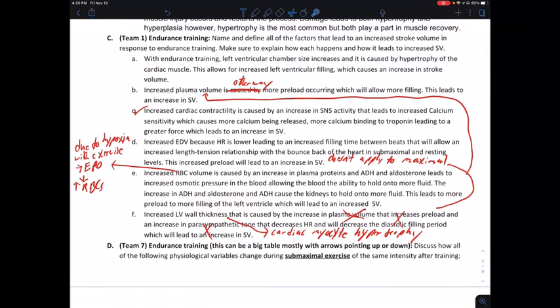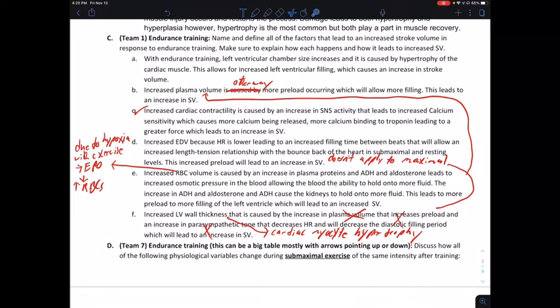Okay, endurance training here, the factors related to stroke volume. There's a few things that need to be kind of just reordered here. So first of all, we get the left ventricular chamber size increase. This is good. This is not necessarily due to hypertrophy of cardiac muscle, but it's more due to just widening of that chamber. Okay, the increase in plasma volume doesn't cause more preload, or isn't caused by more preload. It kind of goes the other way. The increase in plasma volume increases preload.